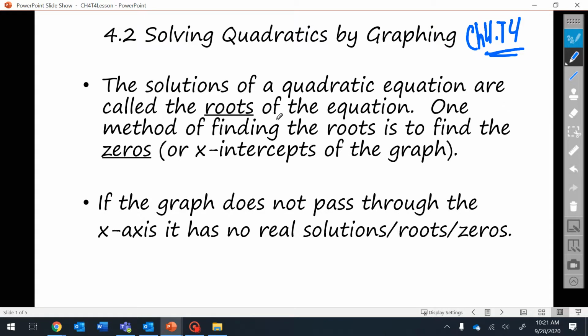One method of finding the roots is to find the zeros, which are the x-intercepts of the graph. So when you see these words roots, zeros, x-intercepts, solutions, all of these are referring to the same thing. If the graph does not pass through the x-axis, then it has no real solutions or roots or zeros, no x-intercepts, because they're all the same thing. So let's see how exactly we would do this by graphing.